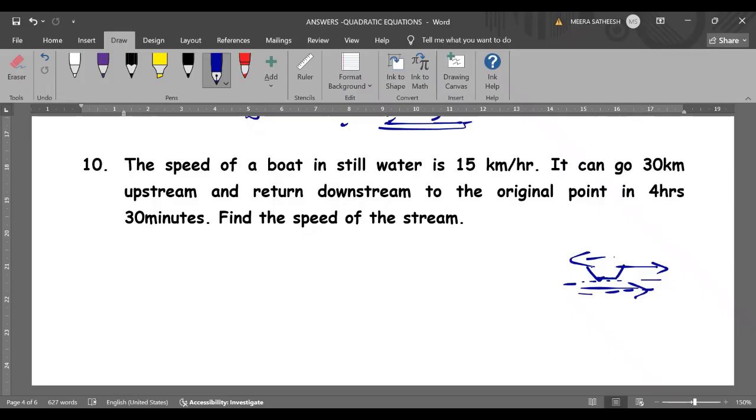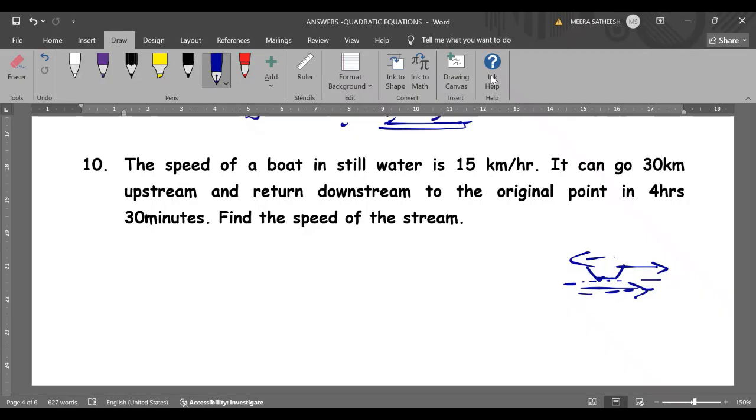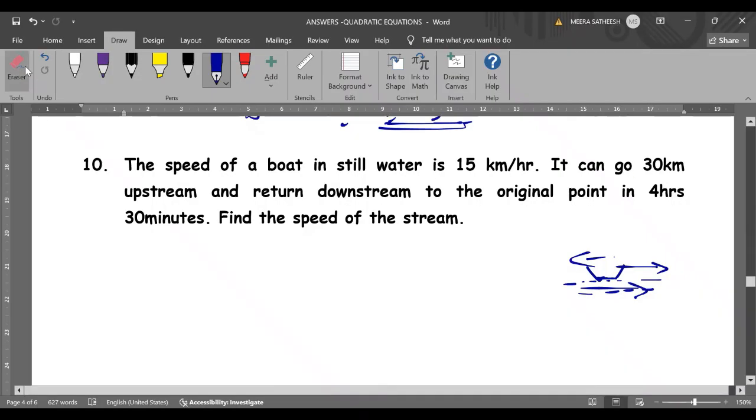It's against the flow. Okay, so what will happen is the combined speed will be the difference. So the combined speed will be speed of boat minus speed of stream. This is the thing you have to remember. When it goes upstream, the time taken will be greater than the downstream. Okay, clear now? The concept is clear.